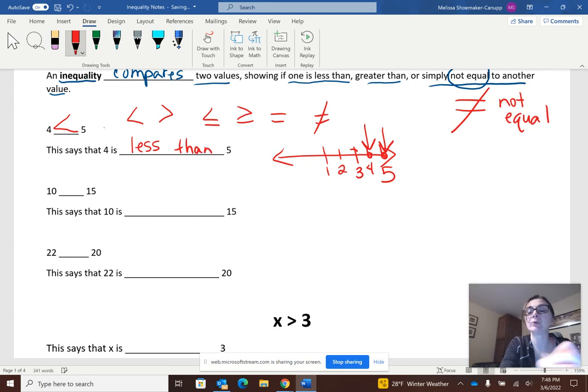We want to be able to know in words what that means. 10 is something 15. Now, if this makes sense, you remember this, complete it. You don't have to watch the video. That's up to you. 10 is going to be less than 15. So that means 10 is less than 15. 22 and 20. Well, I'd rather have $22 than $20. So I have to turn the mouth over here because 22 is greater than 20.